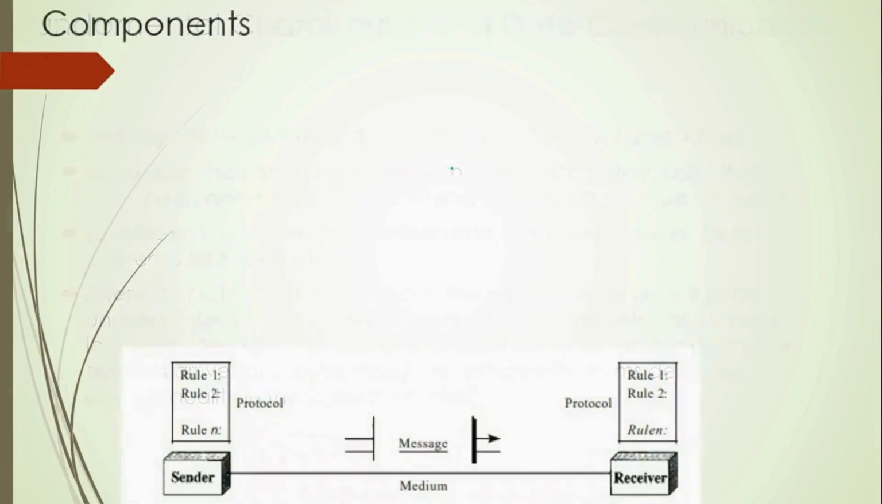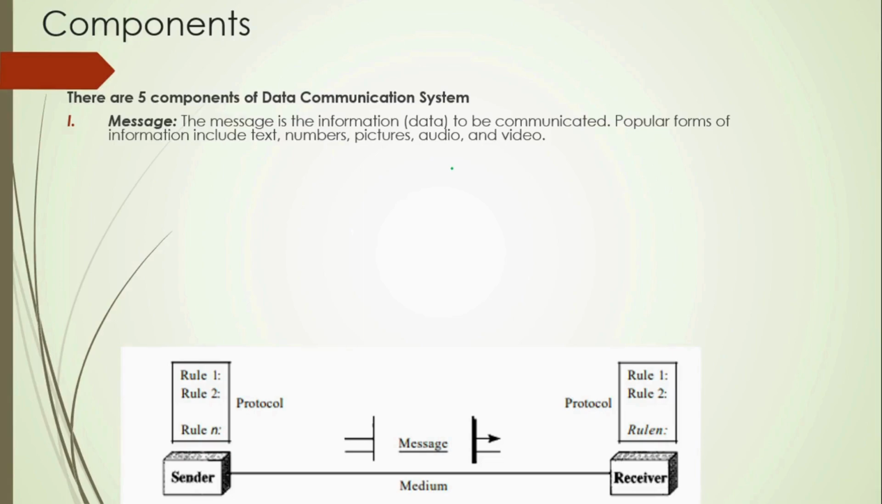Now we'll learn about components. There are 5 components of data communication. The first is message. Message is nothing but the information. Let's think that if you want to communicate with your friend, you want to send some information or message to your friend. Popular forms of information include text, number, picture, audio, and video. That means you can communicate with your friend in any of these forms.